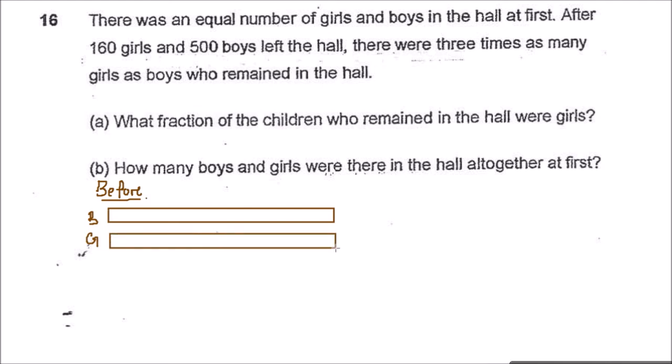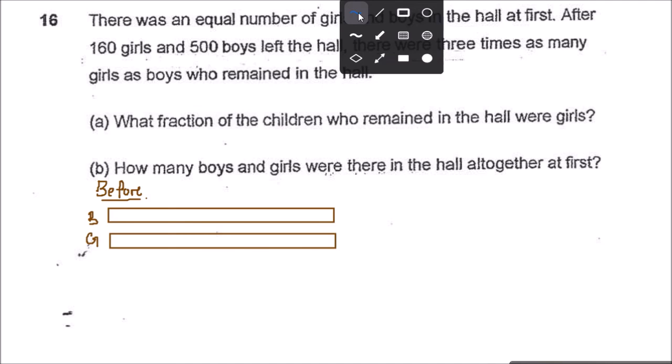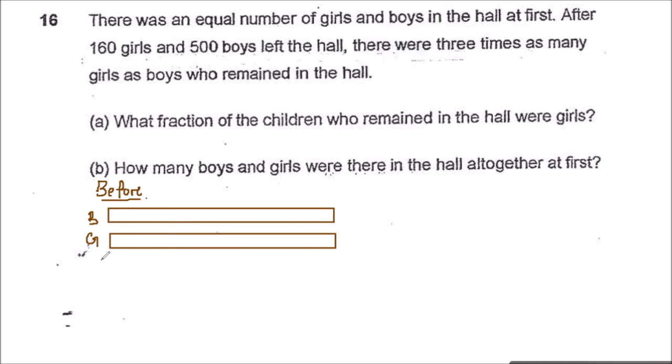And after that, I know that some girls and some boys left. So let's draw the after. We have boys and we have girls. 500 boys left, so now these boys decrease to this amount.